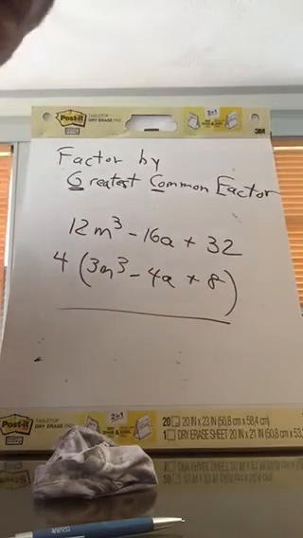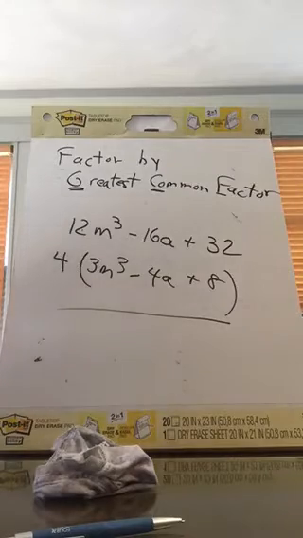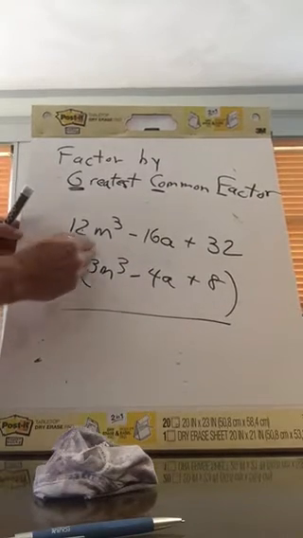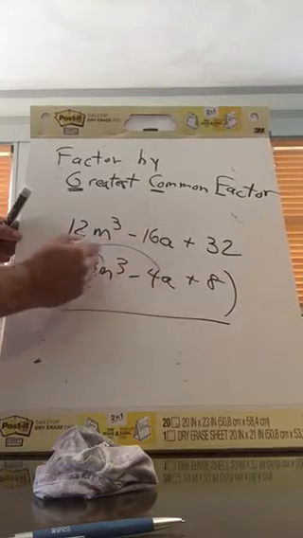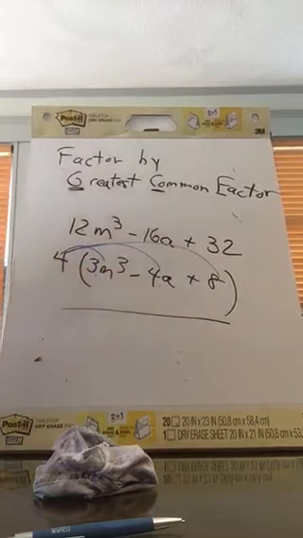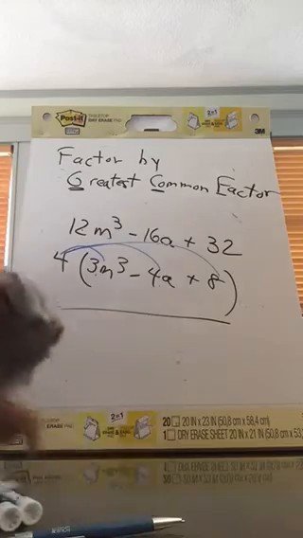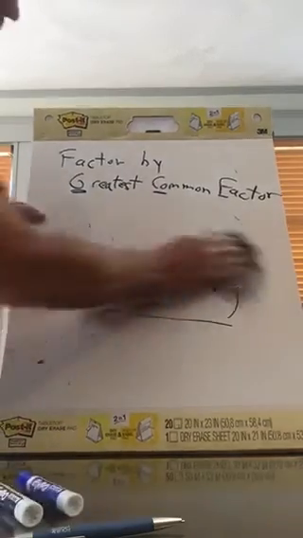Now, factoring is the reverse process of multiplication. Because look, if I distribute now, I get 12m to the third minus 16a plus 32. So factoring is the reverse of the multiplying that you already know. Let's do another one.